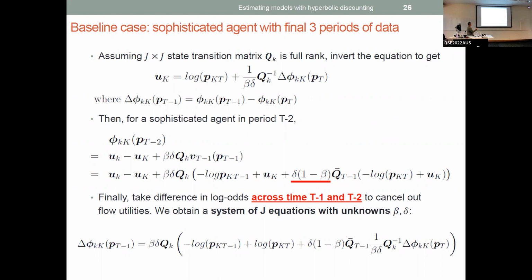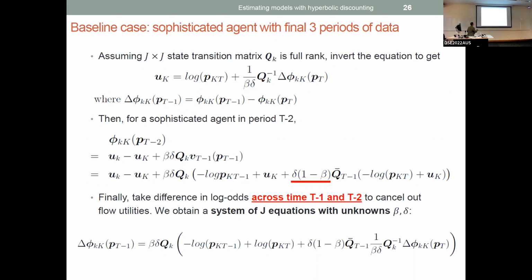And note here that this difference is made across time. So instead of imposing exclusion restrictions and canceling out the terms across the state, instead of doing this vertically, you do this horizontally over time to cancel out the utility flows. So that's the big departure.